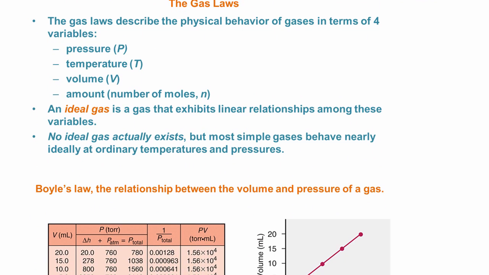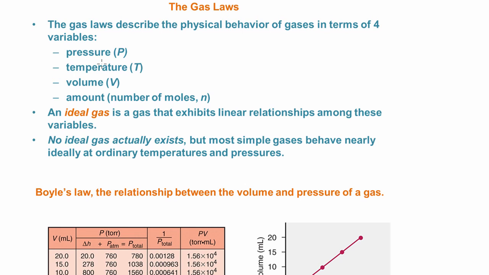So I think what we should do now is talk about the gas laws. The gas laws describe the physical behavior of all gases in terms of pressure, temperature, volume, and number of moles. We're going to talk about ideal gases, and these are gases that obey the gas laws. An ideal gas exhibits linear relationships among the pressure, temperature, volume, and number of moles. So we see a linear relationship, for example, between volume and temperature, between pressure and temperature, and so on. And that's what we're going to talk about.